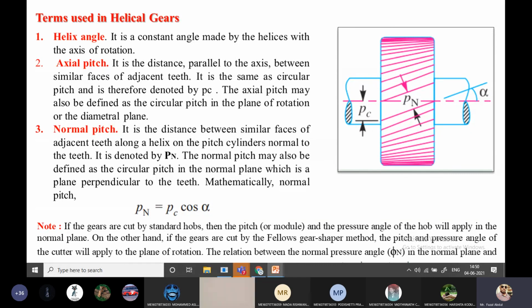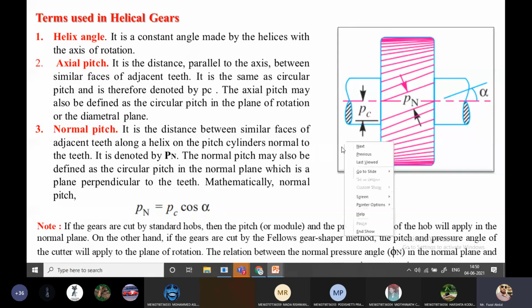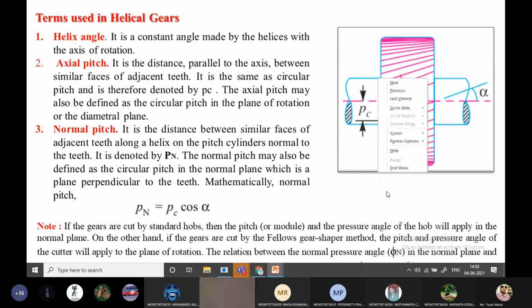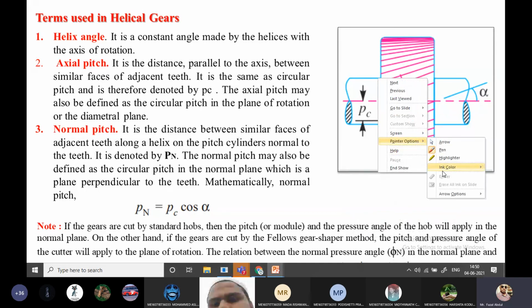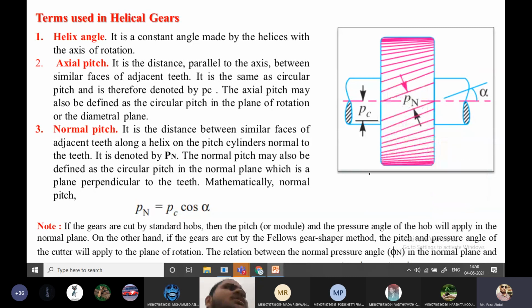So coming to the terms used in the helical gear, the first one is the helix angle. The helix angle is the angle between, see here, this is the axis of the gear, with which the gear rotates. If we prolong the gear axis, here in this diagram the gear teeth are explained with the help of gear teeth axes. The angle made between these two lines, psi, is known as the helix angle.